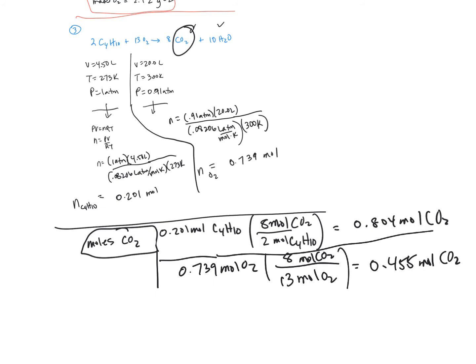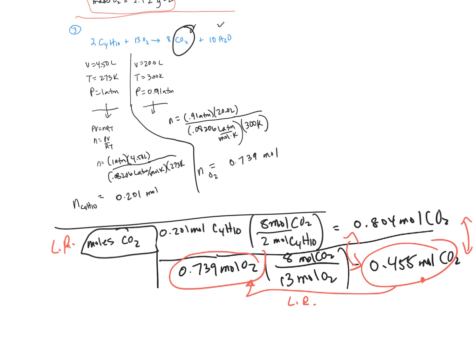So now you want to compare these two, right? And pick the smaller one as the correct answer. So this is the theoretical yield right here for the CO2, 0.455 moles. And therefore, the O2 is the limiting, and this is what we're doing here, we're looking for the limiting reactant. The O2 is the limiting reactant because the O2 produced the smallest amount of CO2. Okay, so now we know how much CO2 is formed. We can use the limiting reactant for everything going forward.